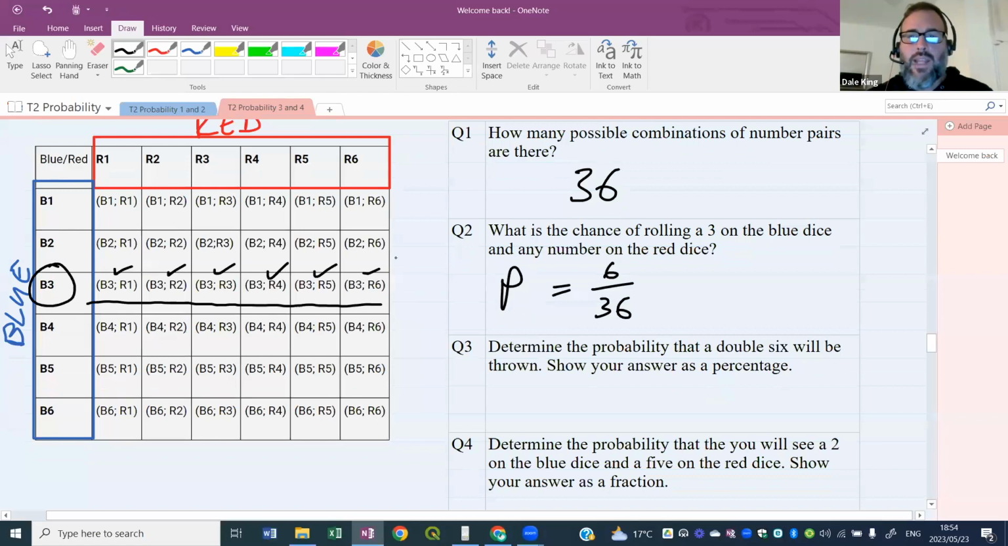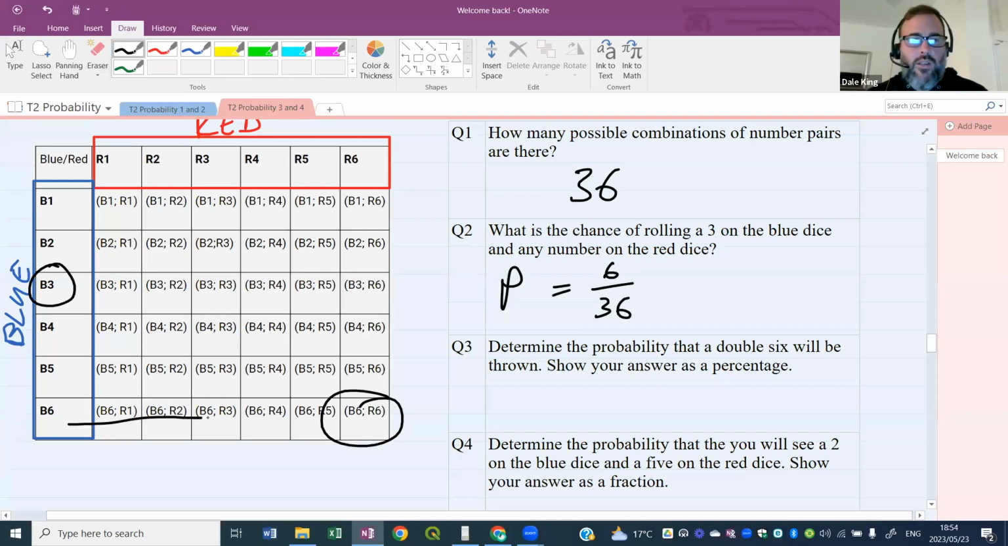Determine the probability that a double 6 will be thrown. Where is that? There's only one place you can get a double 6. That's right there at the bottom. Okay, how to find it? A 6 on the one and a 6 on the other will get you a double 6. It only happens once. So a probability of getting 6 and 6 only once out of 36.